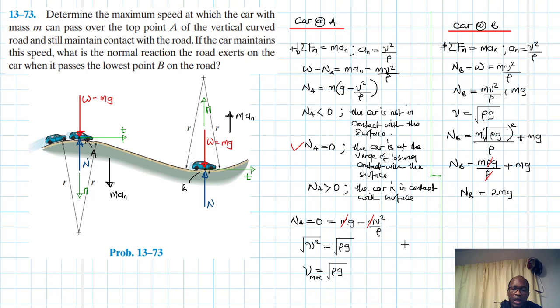Okay, I think this is about it. We have found the normal reaction the rod exerts on the car when it passes the lowest point B, and we found the maximum speed at which the car with mass M can pass over the top point A of the vertical curved rod and still maintain contact with the rod. Right, I guess we are done. Let me just make mention here to say the rho here is equal to R.